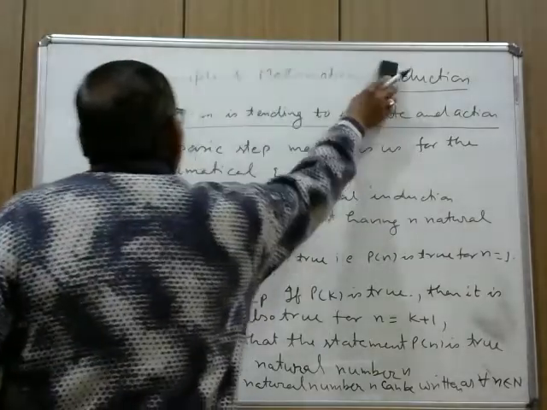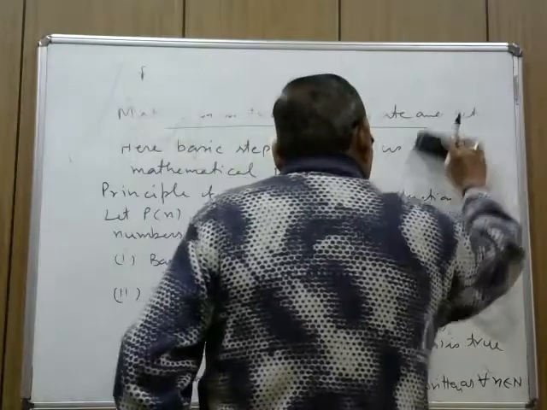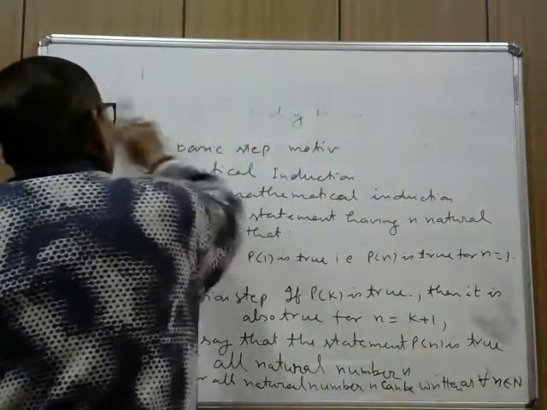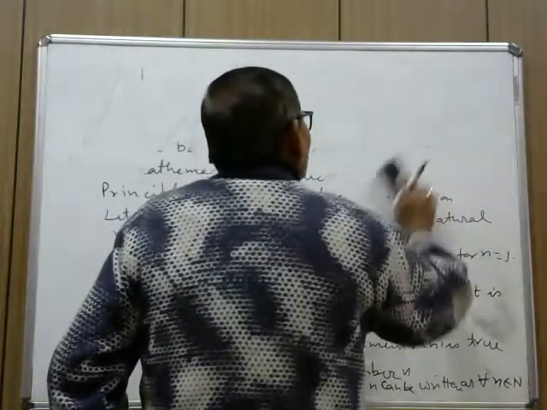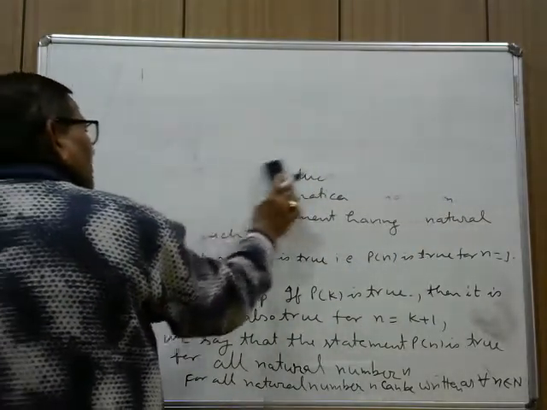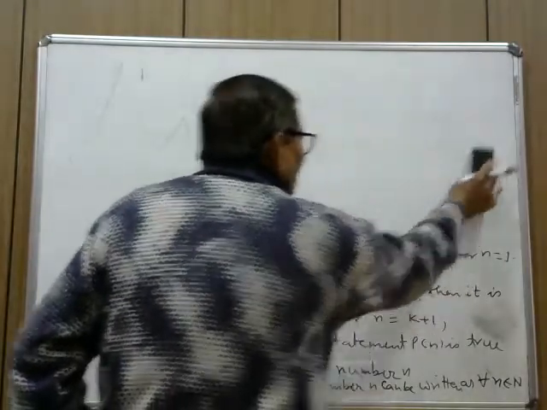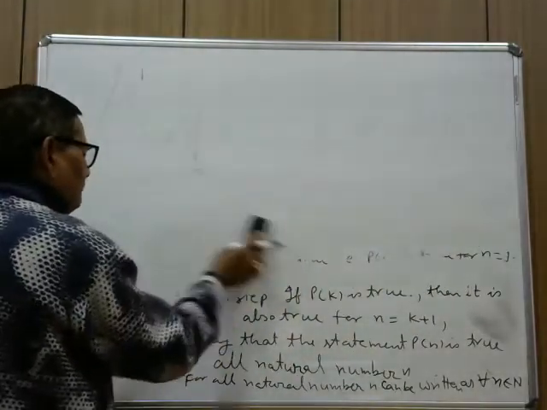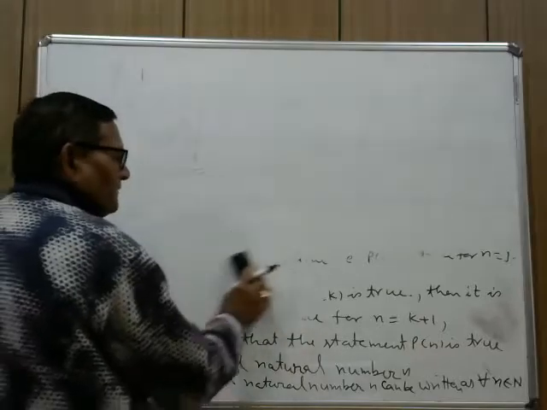So now you see, next thing, working steps for any question. In order to prove a given question is true for all the natural numbers, what are the working steps? What you are supposed to do in that? So you remember this thing.